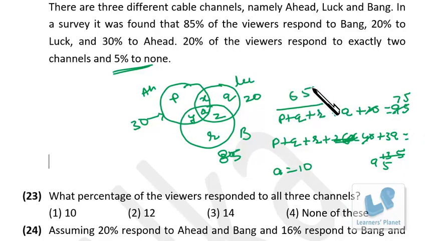Okay, so if you are asked how many people watch or respond to exactly 1 channel, so that is 65, and how many people watch or respond to all the 3 channels, so that is 10. Okay.